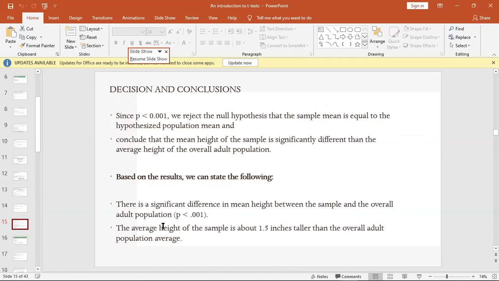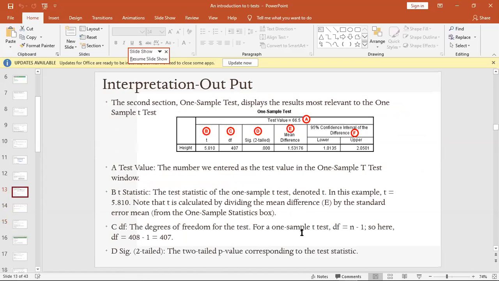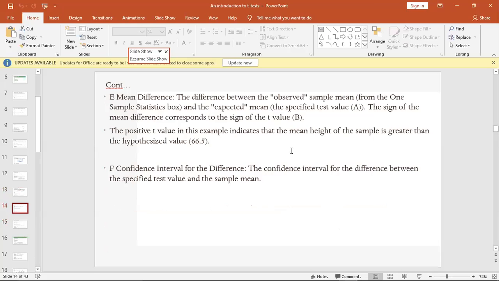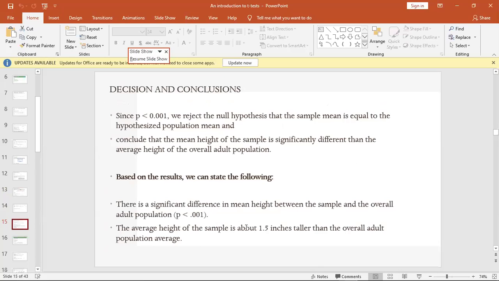population. So the mean height of the sample and the mean height of the population are not equal. There is a difference, and the average height of the sample is about 1.5 inches taller than the overall adult population average. That means this. So here you can see the difference is 1.5, right? So always, the average height of the sample is 1.5 inches taller.